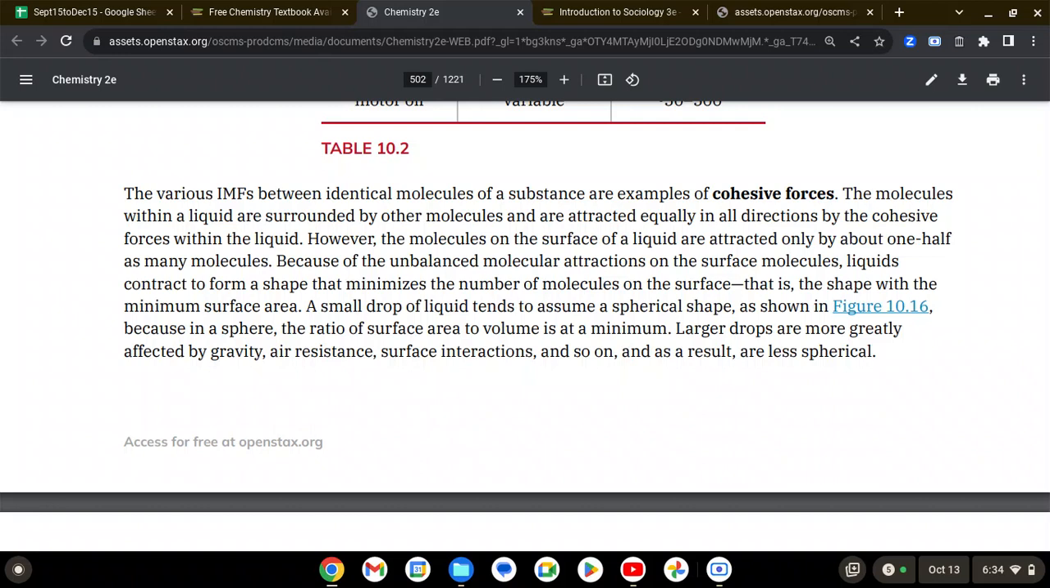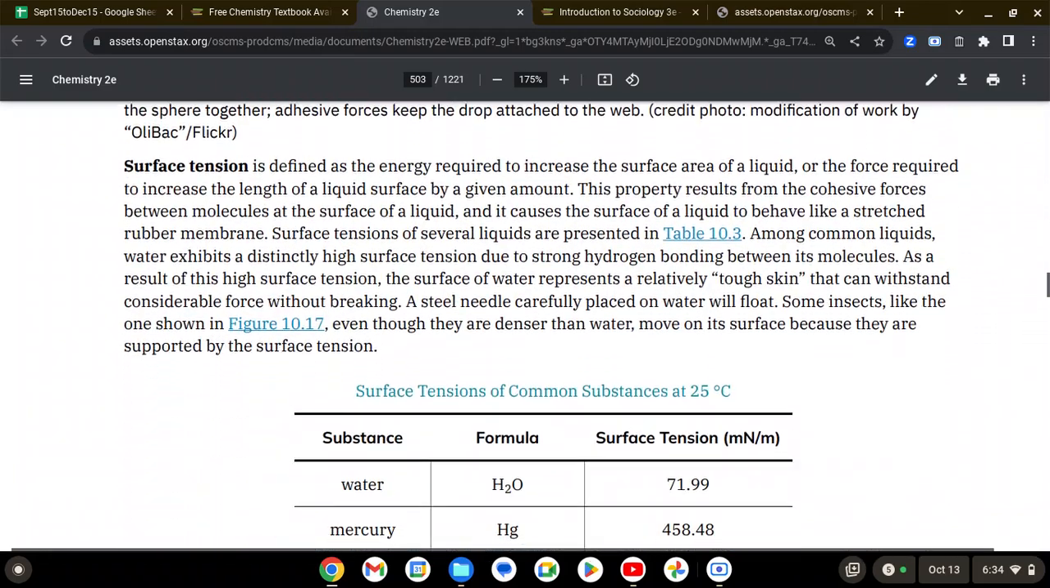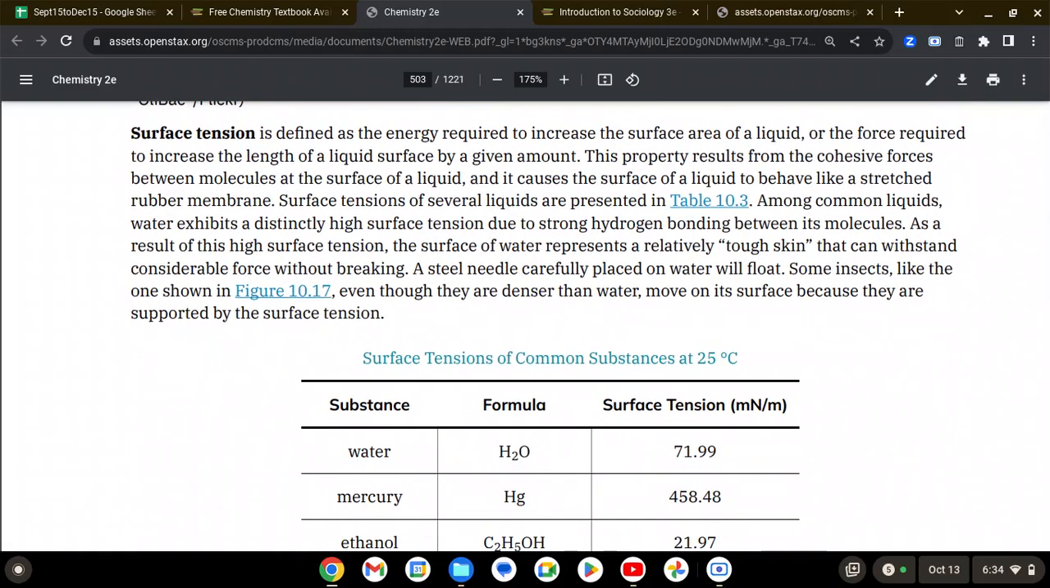A small drop of liquid tends to assume a spherical shape, as shown in figure 10.16, because in a sphere, the ratio of surface area to volume is at a minimum. Larger drops are more greatly affected by gravity, air resistance, surface interactions, and so on, and as a result are less spherical. Surface tension is defined as the energy required to increase the surface area of a liquid, or the force required to increase the length of a liquid surface by a given amount. This property results from the cohesive forces between molecules at the surface of a liquid, and it causes the surface of a liquid to behave like a stretched rubber membrane.